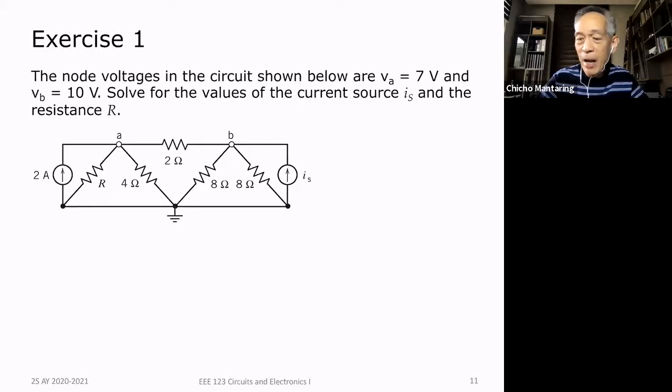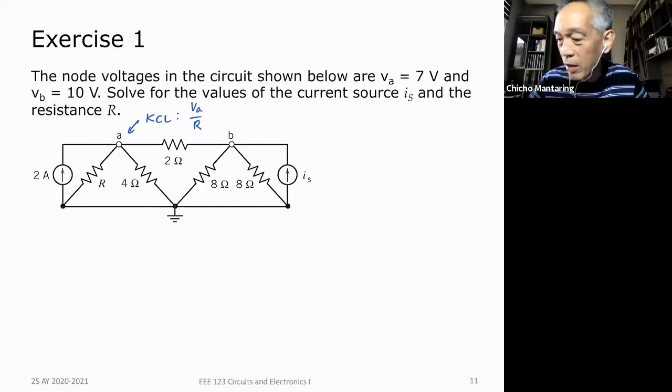So apply KCL here to node A. What is my KCL equation for node A? I have VA over R, plus VA over 4. So this is the current here, VA over R going down. This is the current here, VA over 4. Plus VA minus VB over 2 is equal to this current, which is equal to 2.